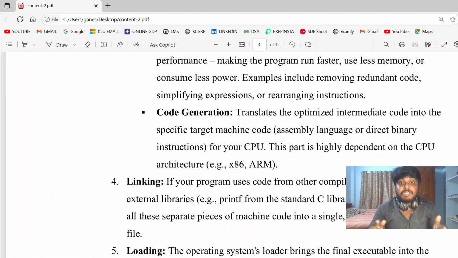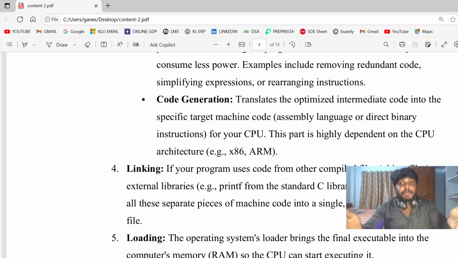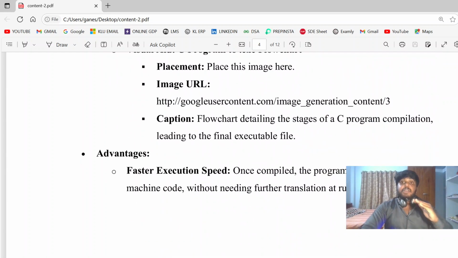Now loading. The operating system's loader brings the final executable file into the computer's memory so the CPU can start executing. So if you want to execute any program in our computer, we have to load it into the RAM first of all. So after creation of the exe file, it loads and starts showing us the output. The result of successful compilation and linking is an executable file. So this is how the process of compilation works in the C language.